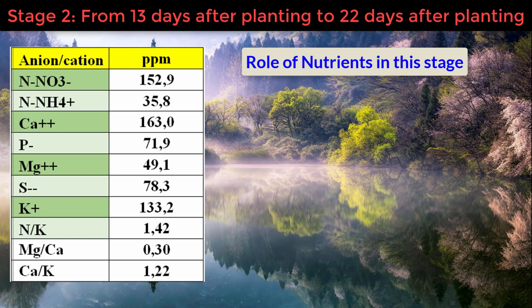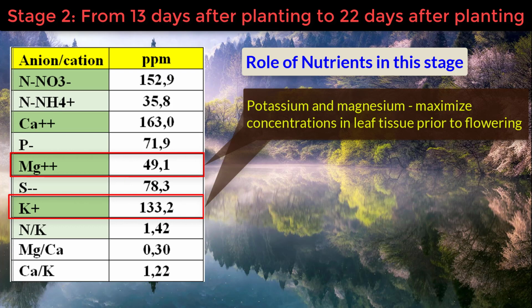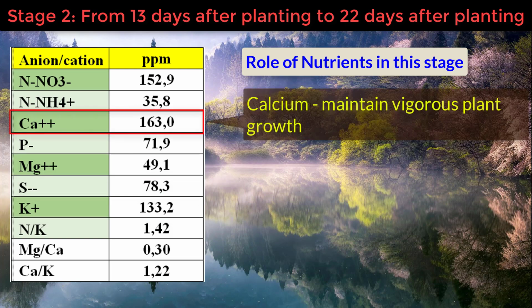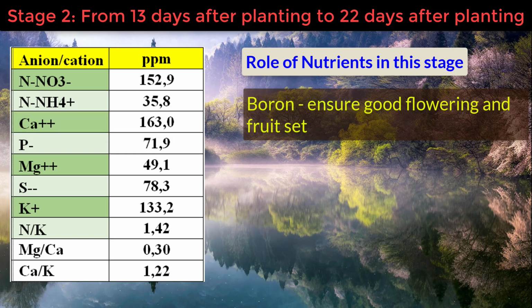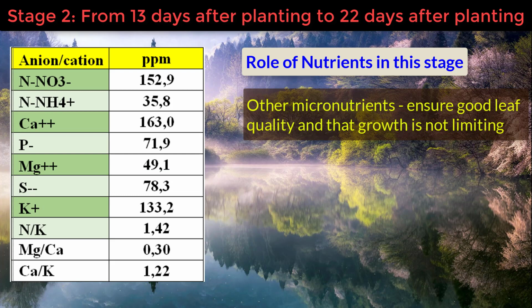Role of nutrients by melon growth stage. Nitrogen and phosphorus ensure continued growth. Potassium and magnesium maximize concentration in leaf tissue prior to flowering. Calcium maintains vigorous plant growth. Boron ensures good flowering and fruit set. Sulfur is essential for protein synthesis to ensure good leaf quality and thus growth is not limited. Other micronutrients ensure good leaf quality and thus growth is not limiting.